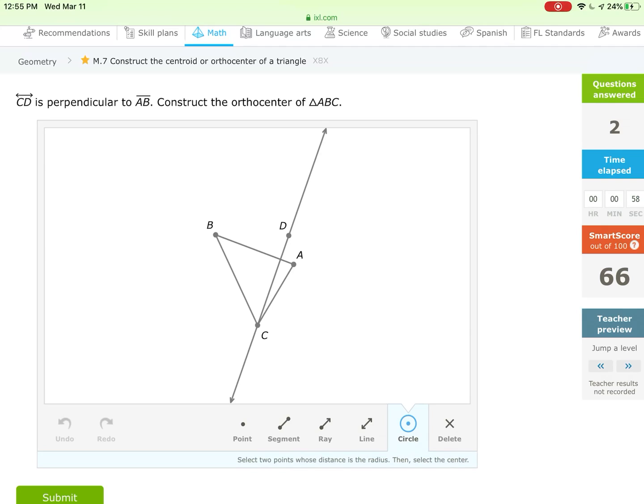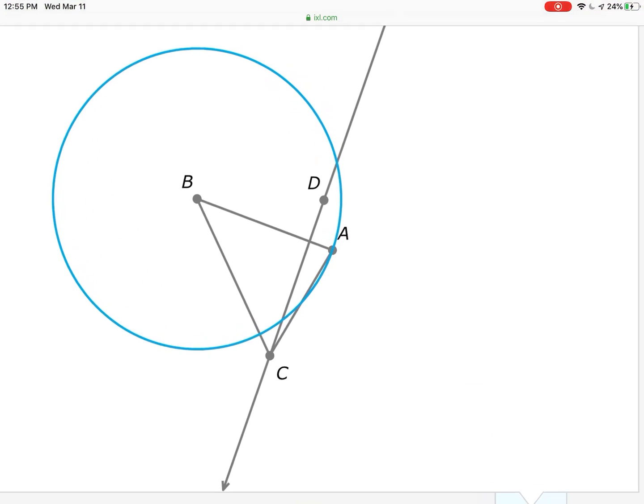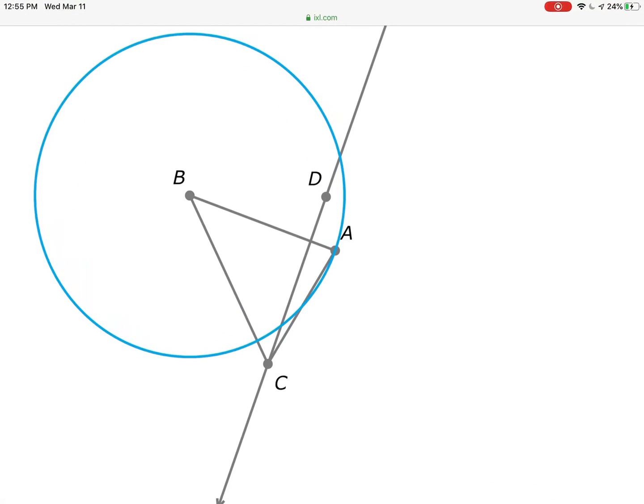So, take the circle tool, go to B. You're going to draw a circle whose radius goes to A, but you're going to center it at B. Okay, and again, we get these 2 points of intersection which are kind of close to each other and hard to see.